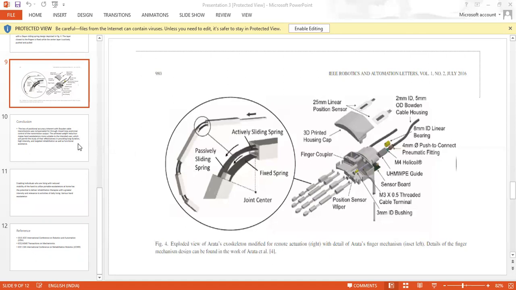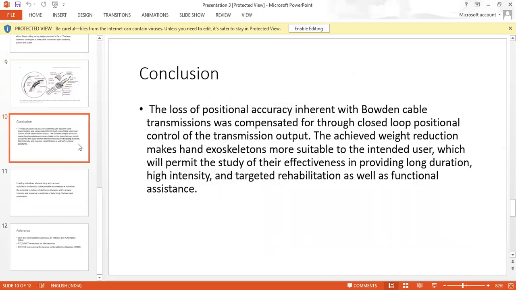At last, the conclusion about the topic. The loss of positional accuracy inherent with Bowden cable transmissions was compensated for through closed-loop positional control of the transmission output. The achieved weight reduction makes hand exoskeletons more suitable to the intended user, which will permit the study of their effectiveness in providing long duration, high intensity, and targeted rehabilitation as well as functional assistance.